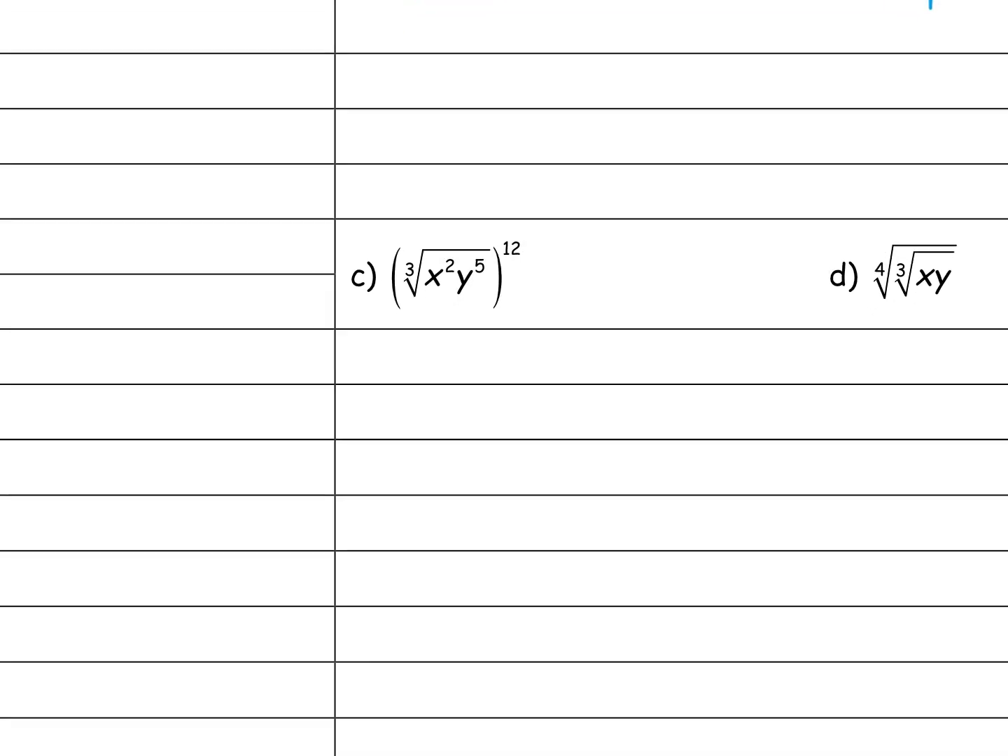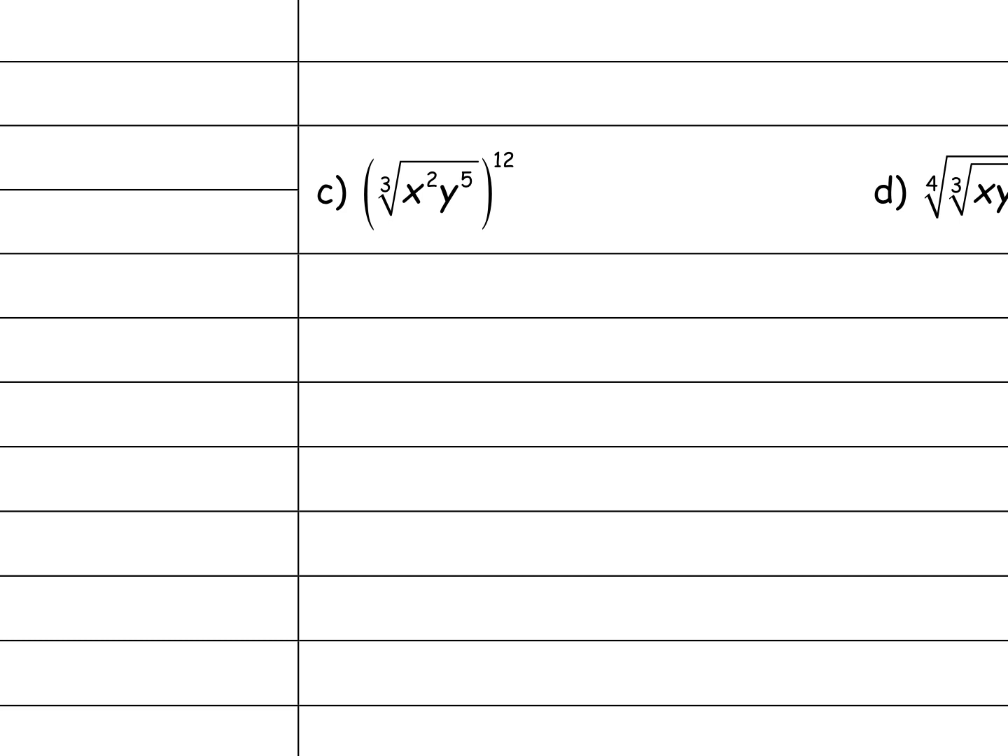Beautiful. C is x squared y to the 5th all to the 12/3. So x squared y to the 5th to the 4th, or x to the 8th y to the 20th.